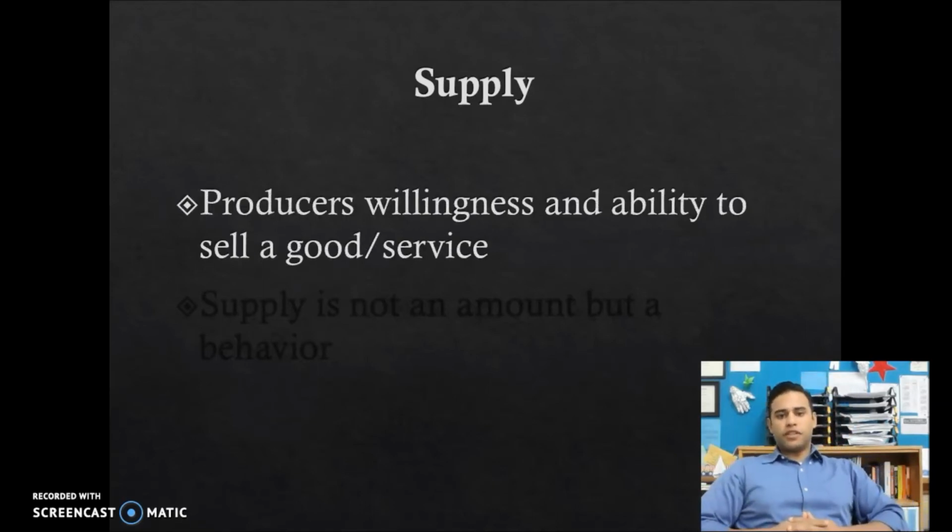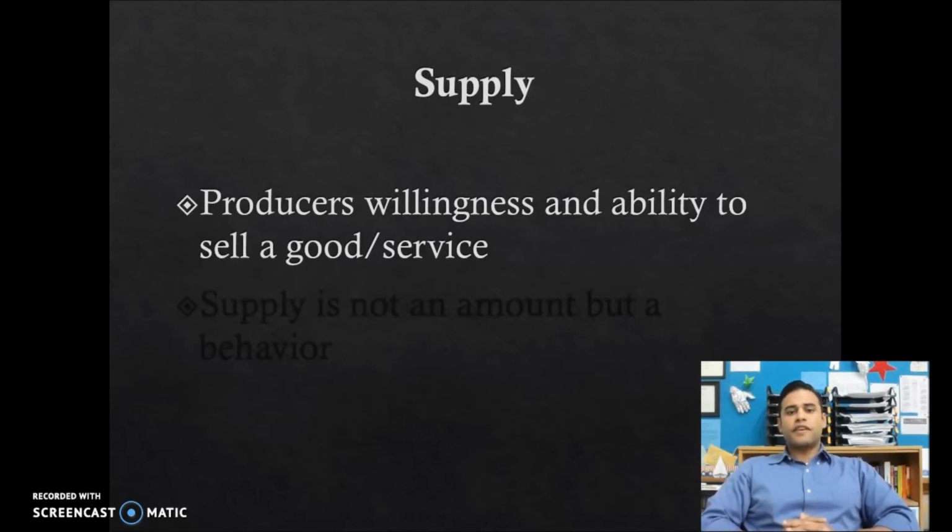Producers' willingness and ability to sell a good or service. So it almost looks exactly the same as demand, right? But instead of it being the consumers we're talking about, now we're talking about the behavior of producers. And that's why we're talking about this second, because the behavior of suppliers or producers isn't something that we think about all the time. However, I can give you a way of thinking about it that should make perfect sense to you.